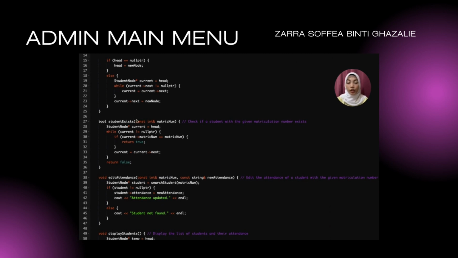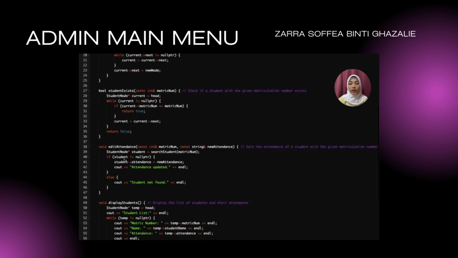Next, we have the student exists function, which checks whether a student exists in the list using their matriculation number. A pointer called current is initialized to the head of the linked list. The function will go through the linked list and compare the matriculation number of each node with the input prompted by the user. If there is a match, the function returns true to show that the student exists in the linked list. If no match is found and the end of the list is reached, the function returns false.